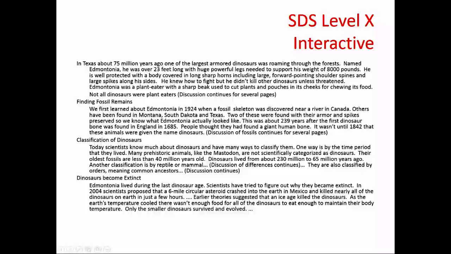We first learned about Adamantia in 1924, so we've gone from 75 million years ago into 1924. So basically we're embedding different kinds of time frames, and now it's going to talk about how they actually discovered him and what he looked like, and then today's scientists, and so now in the 2016s, they're talking about things that happened 40 million years ago and 230 million years ago in relationship to this discovery, and then how he lived during the last dinosaur age. And so they had to figure out how they became extinct. In 2004, they proposed a 6-mile circular asteroid, and so on. So basically, we're jumping back and forth between perspectives and time frames, and all of this has to somehow interact for the reader to have the full understanding of Adamantia.